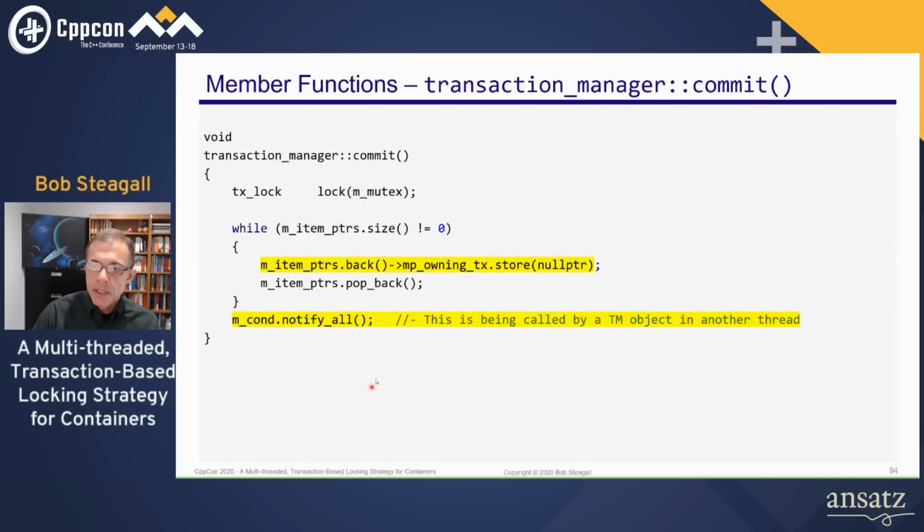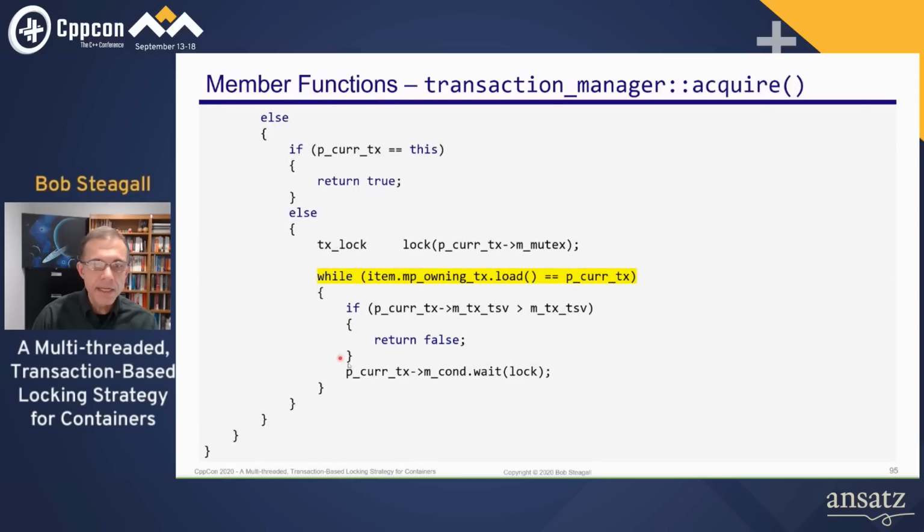Now remember, this is what commit looks like. And let's pretend that this commit is being called by a transaction manager in a different thread than me. Well, he is busy committing. And when he commits, he's going to release all of those items by setting their ownership pointers to null. And then he's going to broadcast on that condition variable. And when he broadcasts on that condition variable, I'm waiting on him. I will go back up to the top.